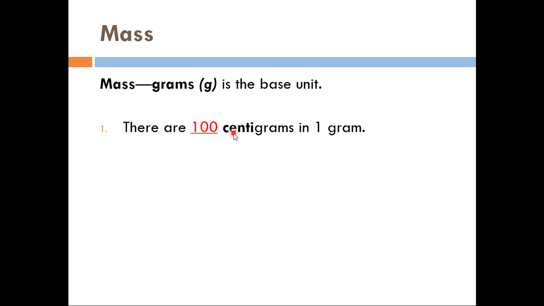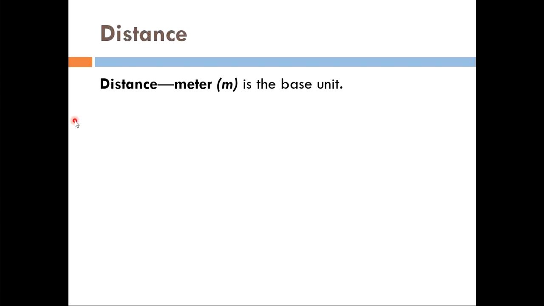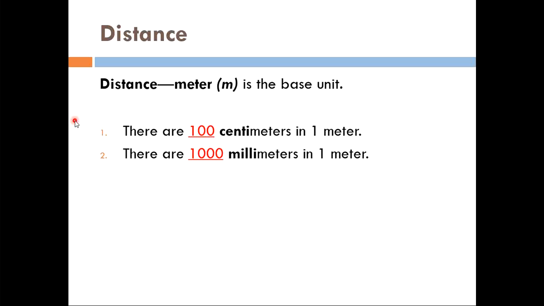There are 100 centigrams in 1 gram. There are 1,000 milligrams in 1 gram. There are 1,000 grams in 1 kilogram. What about distance, where meter is the base unit? How many centimeters are there in a meter? 100, because of the word centi. 100 centimeters in 1 meter. There are 1,000 millimeters in 1 meter. There are 1,000 meters in 1 kilometer.